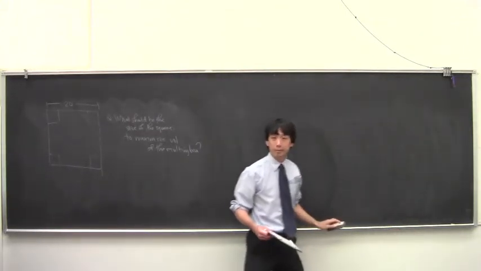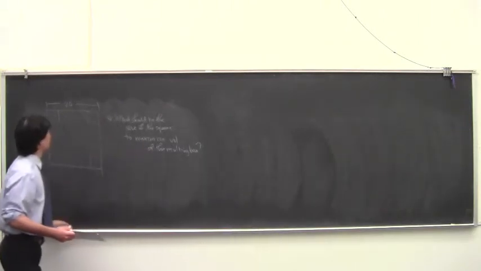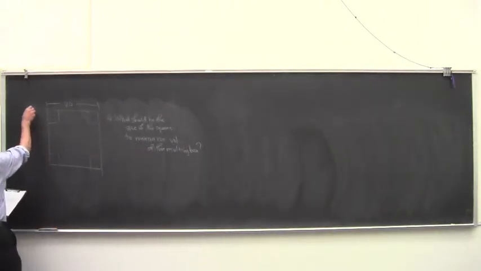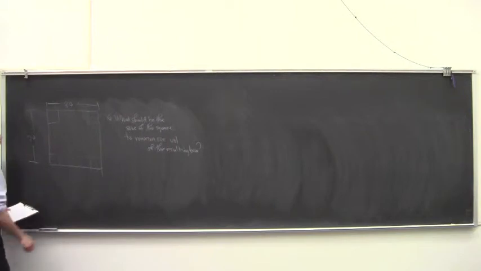It's already a square or rectangle? The big one, it's a square. Okay. The big thing is a square also. And you're going to remove squares.